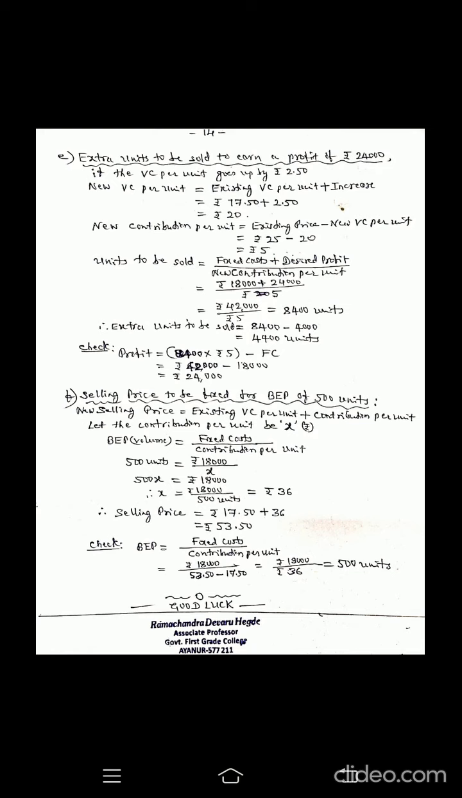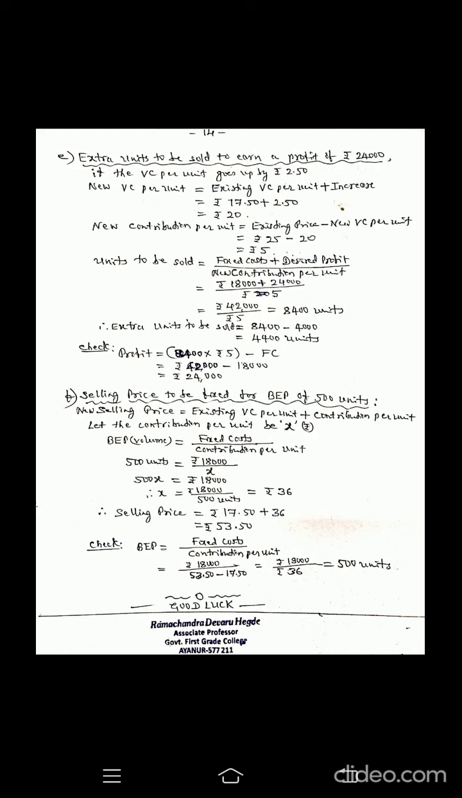Now, condition is variable cost per unit goes up by 2.50. So, new variable cost per unit will be equal to existing VC 17.50 plus increase 2.50. New VC per unit will be 20. New contribution per unit is equal to existing price rupees 25. There will be no change in price now. Original price 25 minus new VC per unit 20. Difference is 5. That is new contribution per unit.